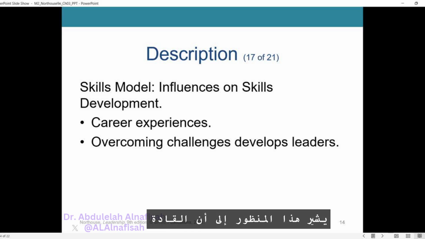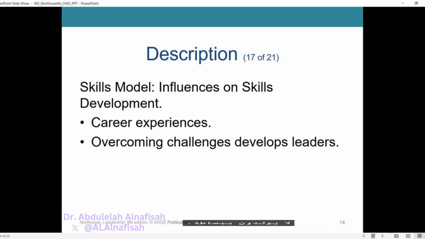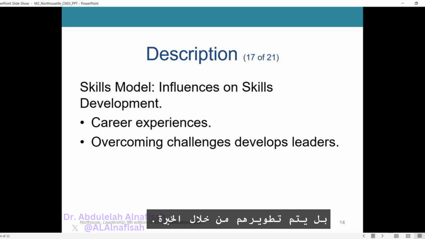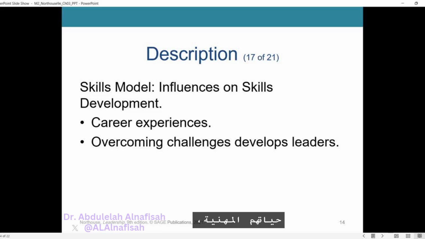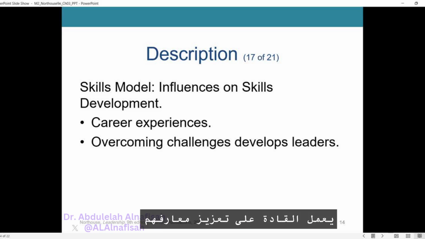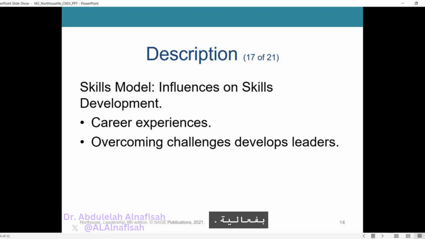This perspective suggests that leaders are not simply born, but are developed through experience. By navigating progressively difficult problems throughout their careers, leaders enhance their knowledge, motivation, and intellectual capacity, ultimately improving their ability to lead effectively.